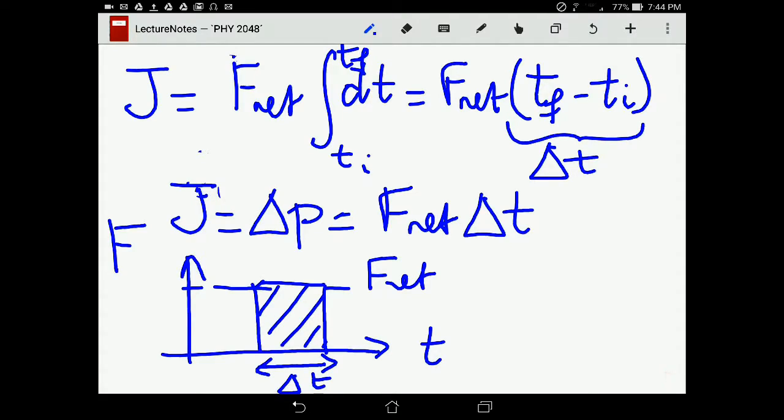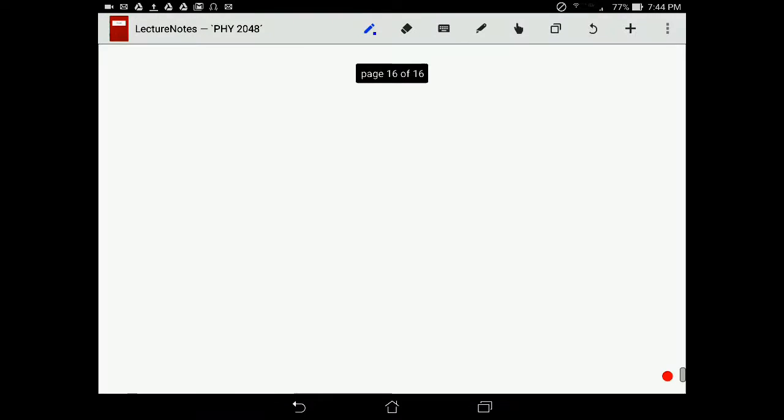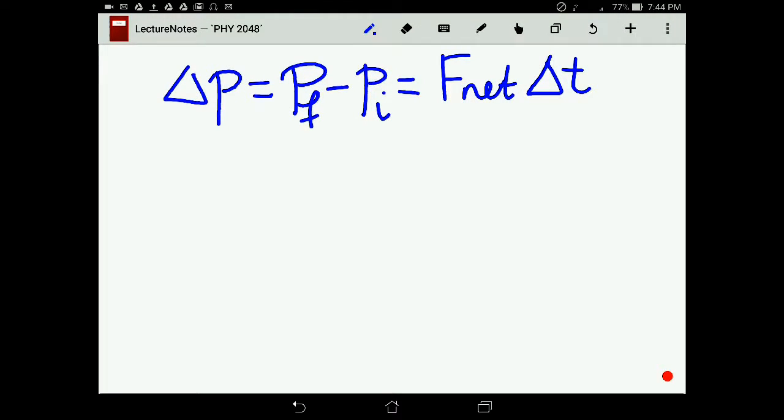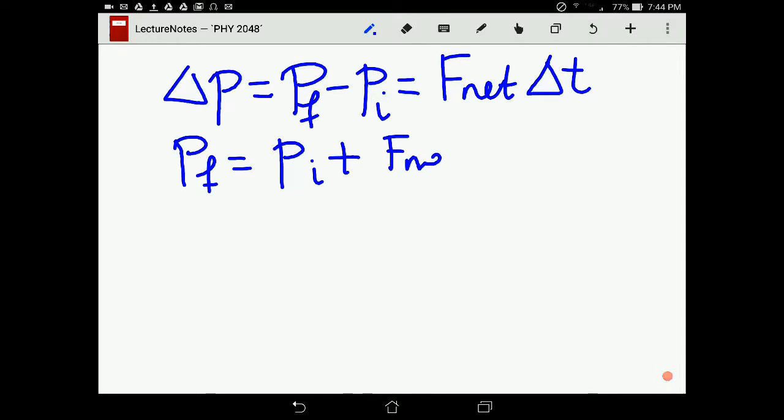So one of the things we could do with this, for instance, remembering that delta p stands for the final momentum minus the initial momentum, and the right-hand side being the net force times delta t, where delta t is the amount of time the force was applied for. Then we can solve, for instance, for the final momentum by adding to the initial momentum whatever the net force is, multiplied by delta t. So let's try to use this in an example.